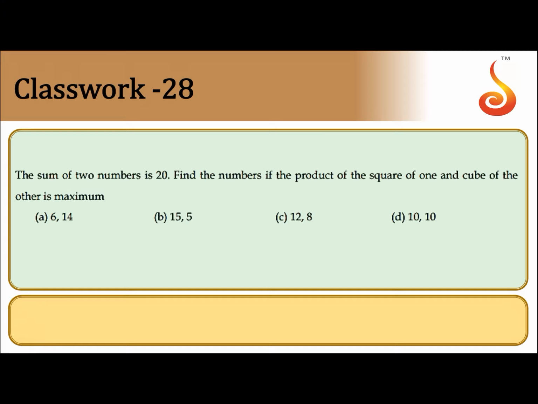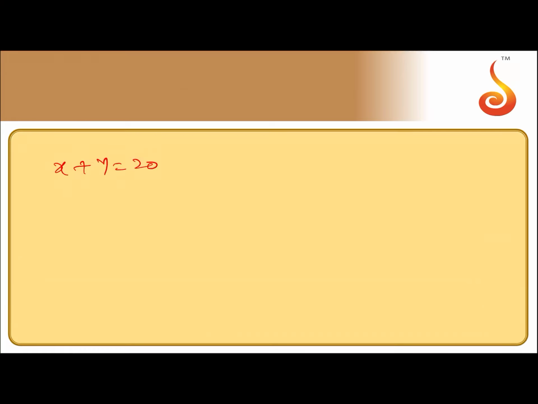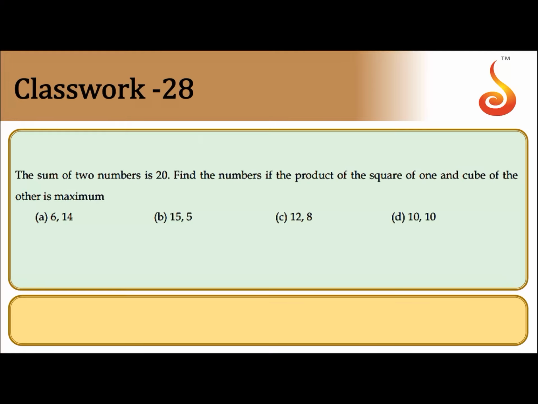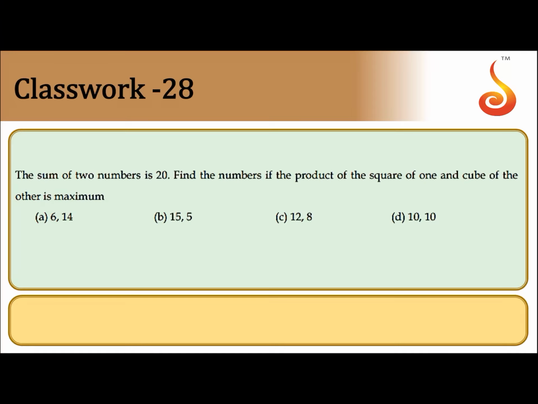Next one, the sum of the two numbers is 20. Find the numbers if the product of the square of one and the cube of the other one is a maximum. The sum of the two numbers is equal to 20, and the product of the square of the first one and the cube of the next one should be the maximum. Maximize this function with respect to the condition x plus y equals 20. That's the question.